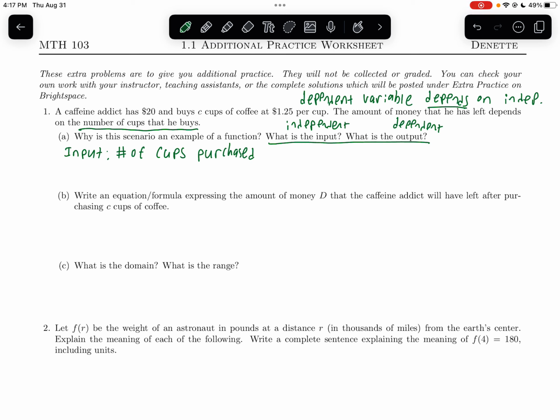So this would mean that the input is the number of cups purchased or bought, and then the output variable, or the dependent variable, would be the amount of money left. Because the amount of money depends on the number of cups he buys, so it is a dependent variable.